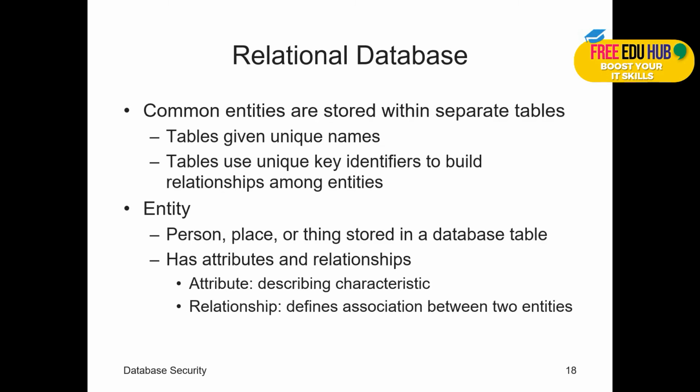Now next is the relational database. Common entries are stored within separate tables. Tables are given unique names. Tables are unique and identified to build relationships among the entries. So if you have a student record in a student environment, you must have a student name, ID, blood group, and then the region or your mobile number, etc. So there will be a separate table about the blood group where we'll have all the categories of the blood group, which won't be repeated anywhere else.